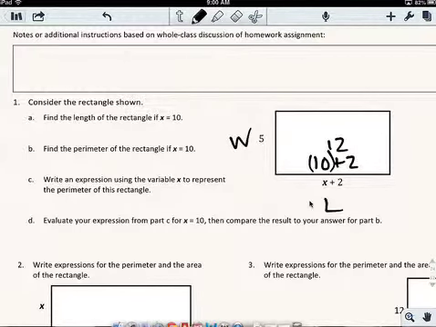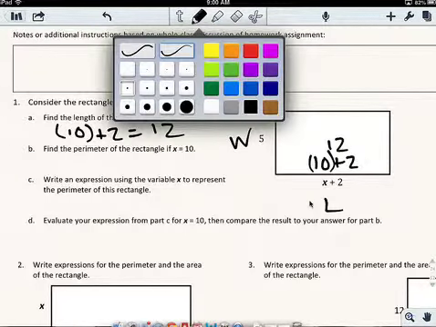I'm going to put my work over here as well. 10 plus 2 equals 12. So the length of the rectangle is 12, so long as we know that x is 10. All right, find the perimeter of the rectangle if x is 10. Perimeter means that I have to find out the total distance all the way around. I'm going to highlight that here.